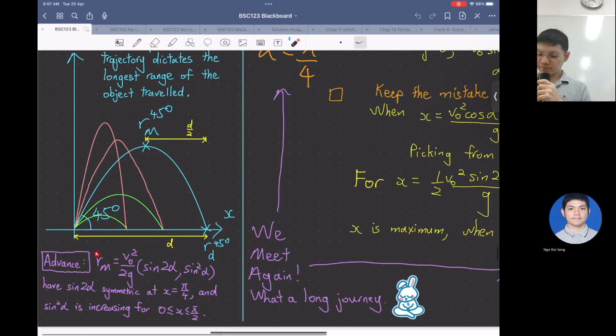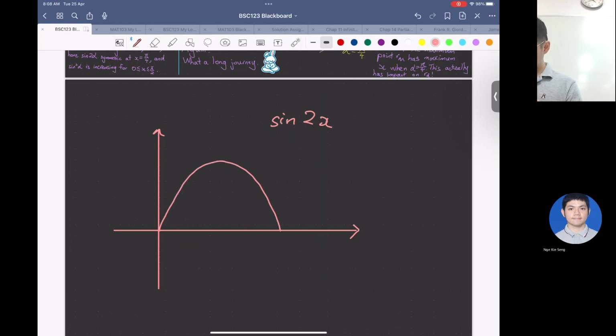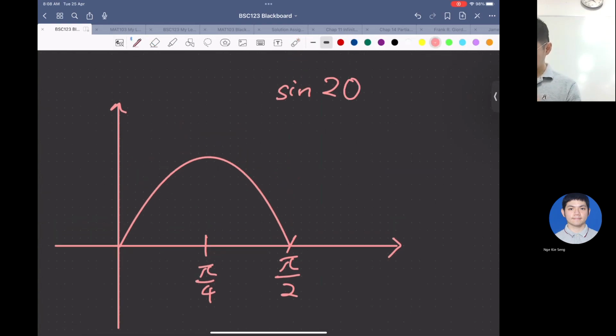The reason is because of your projectile formula. Your projectile formula for x is sine 2 theta, and sine 2x is symmetric away from 45 degrees. Do you get me? So what's sine 2x? Your sine 2x is like this. You can see that away from pi over 4, it's symmetric. This is the x coordinate.